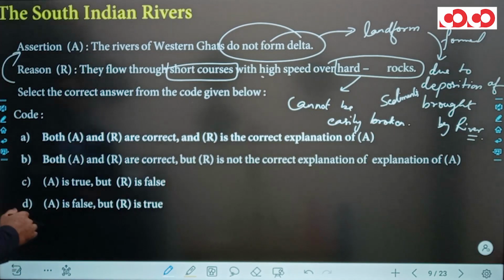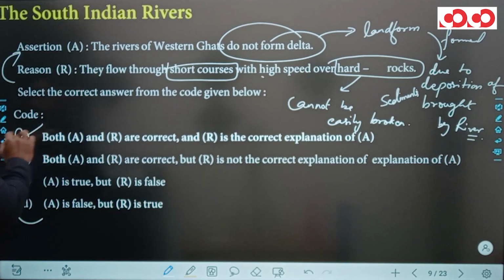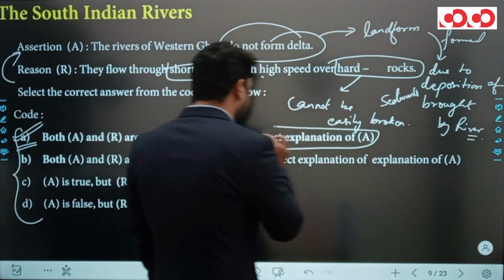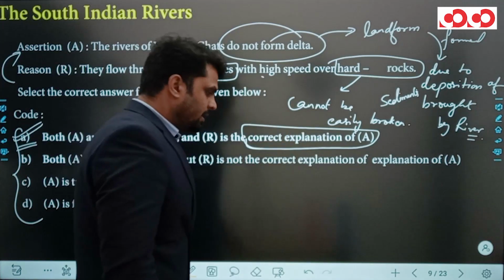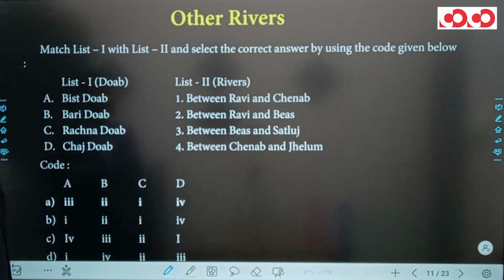Clear? So on the basis of the four options given here, the right answer is option A. Both A and R are correct, and R is the correct explanation of A. Clear? Let's move to the next question. Next question is match the following.